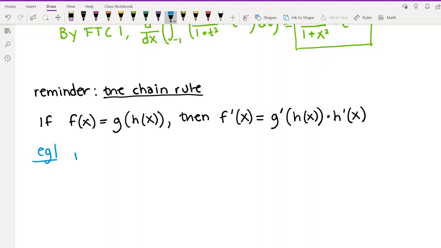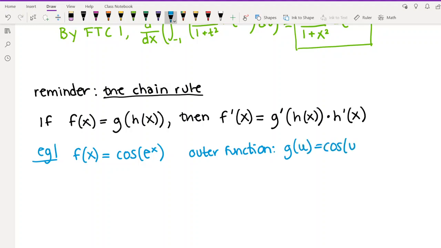So for example, if we had the function f of x is equal to cosine of e to the x. So why is this a chain rule problem? Well, this is a composite function. In this case, the outer function would be, and usually when I write the outer functions, I like to use a letter other than x, just so that there's not too many x's floating around. So the outer function in this case would be g of u is equal to cosine of u. And the inner function would be h of x is equal to e to the x.